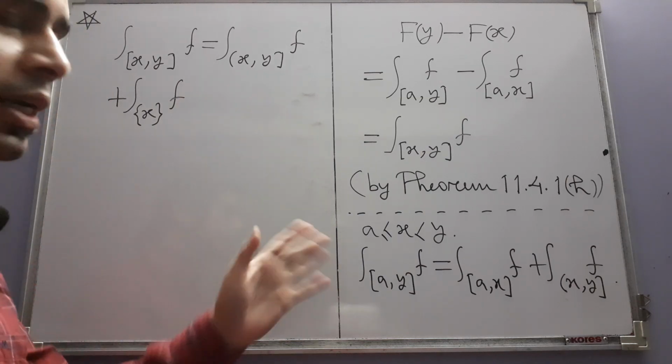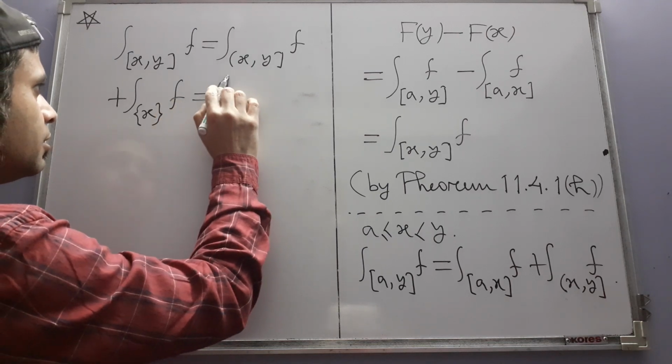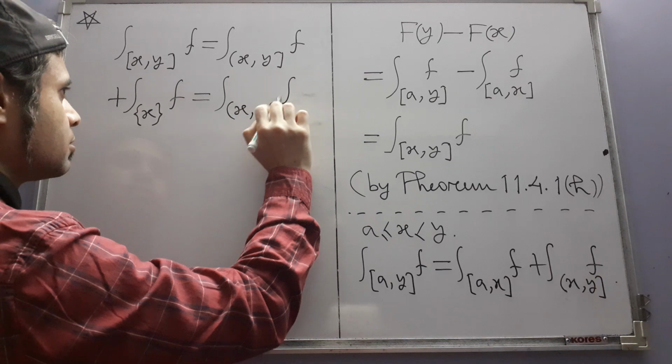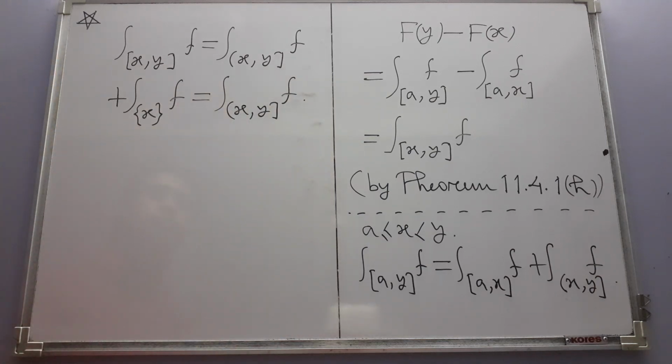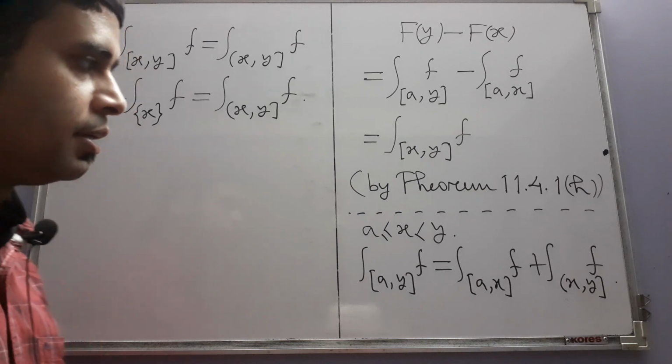The original function can be any function. And that is why this equals this. So we can consider closed interval here.